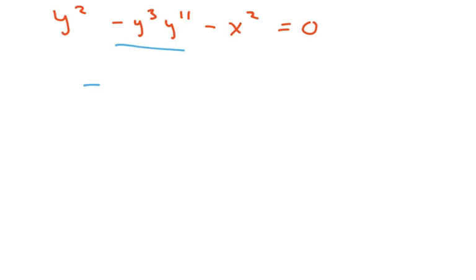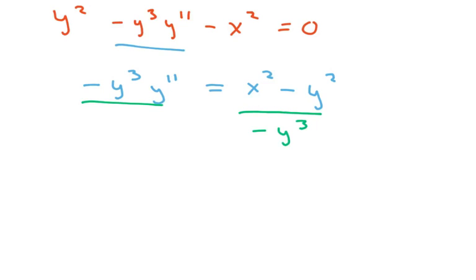Now I'm going to move everything over except for this piece. So we get negative y cubed times the second derivative of y equals x squared minus y squared. And I'm going to divide both sides by negative y cubed. Now I can bring the negative up top. If I bring it up front, I can call this y squared minus x squared, over y cubed.